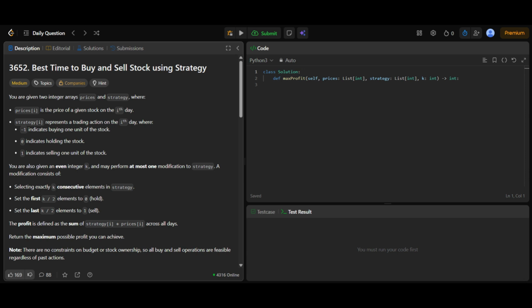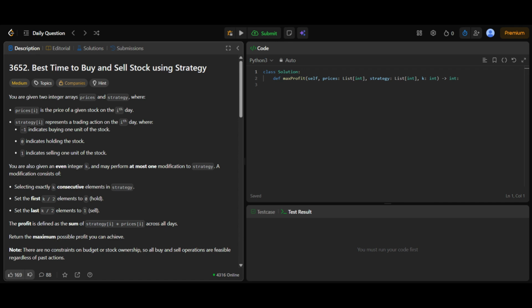Today's problem is LeetCode 3652, best time to buy and sell stock using strategy. You're given two integer arrays of the same length. The first array, prices, represents the stock price on each day. The second array, strategy, represents the trading action taken on each corresponding day. Each value in the strategy array has a specific meaning. -1 means buying 1 unit of the stock, 0 means holding the stock, and 1 means selling 1 unit of the stock. You're also given an even integer k.